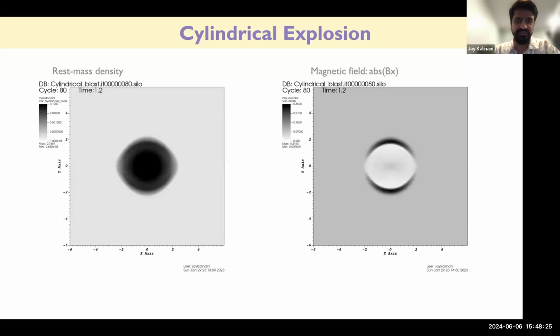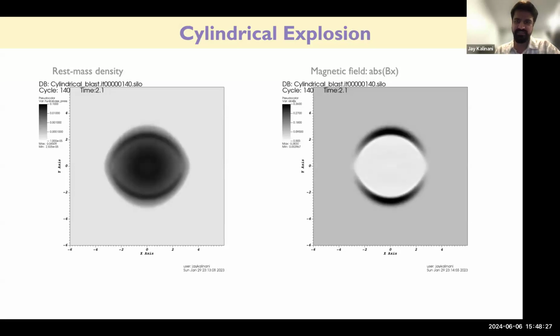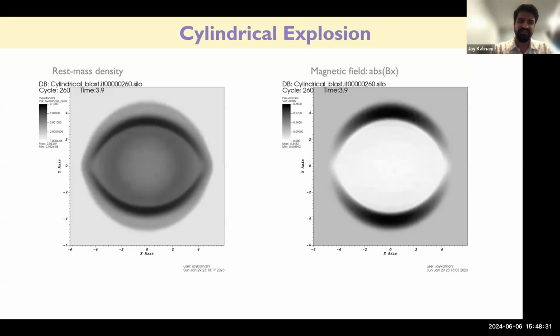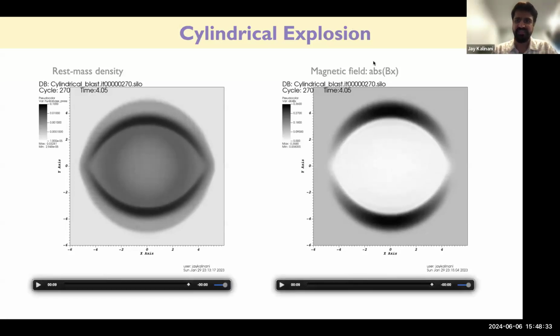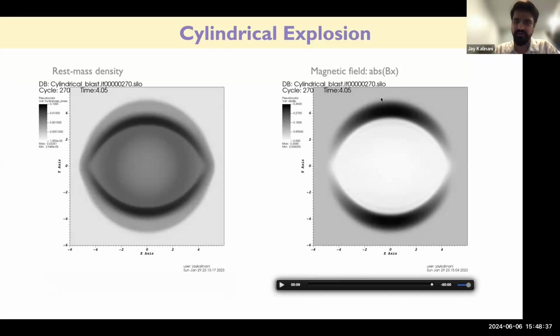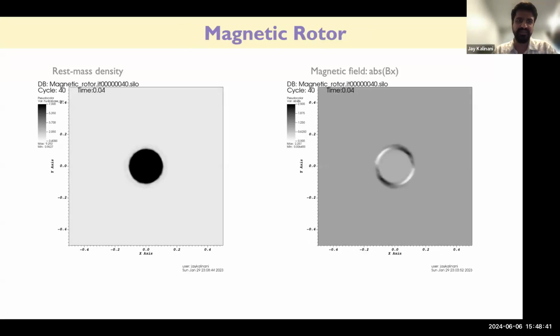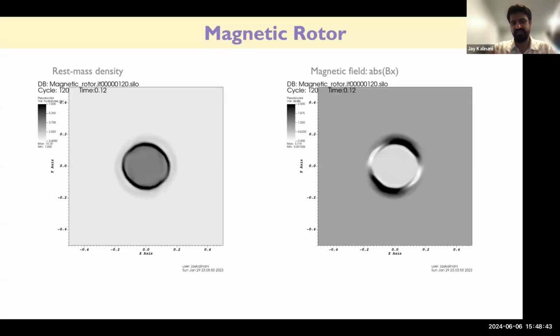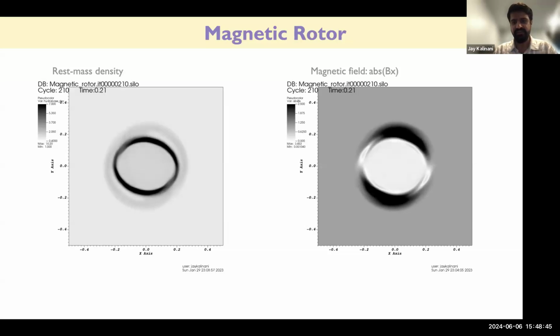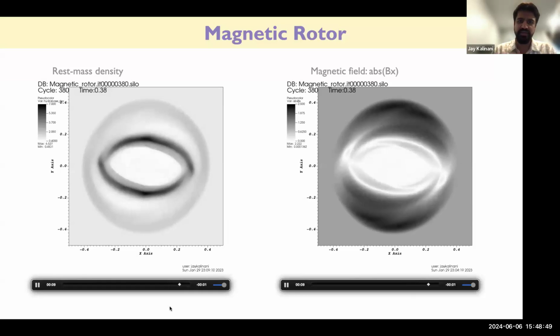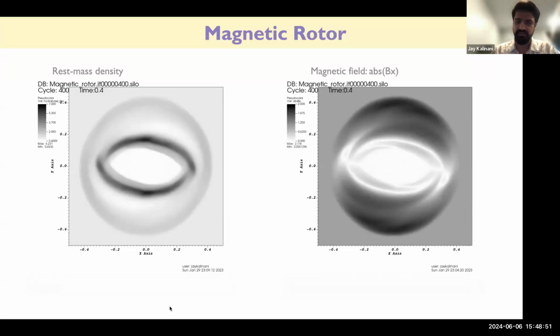Next, we move on to 2D tests. Here you see a cylindrical explosion, which is a standard test that is performed. We find that these profiles for rest mass density, magnetic field, and other such profiles match well with what has been reported in the literature. Similarly, we have the magnetic rotor test, where you have a cylinder rapidly rotating in an ambient medium when it is magnetized. Again, here the profiles look quite similar to what has been reported in the literature as well.